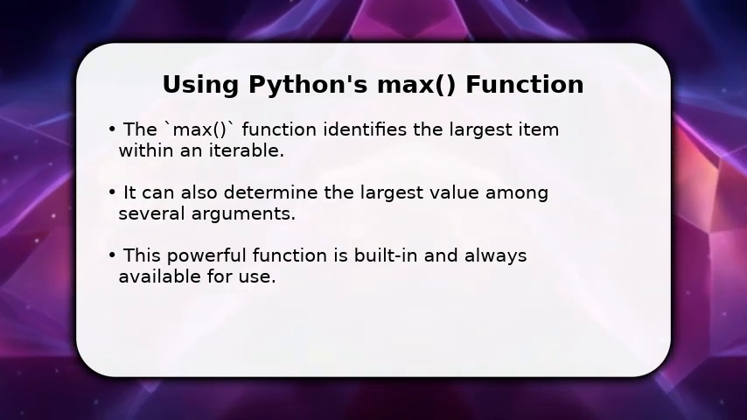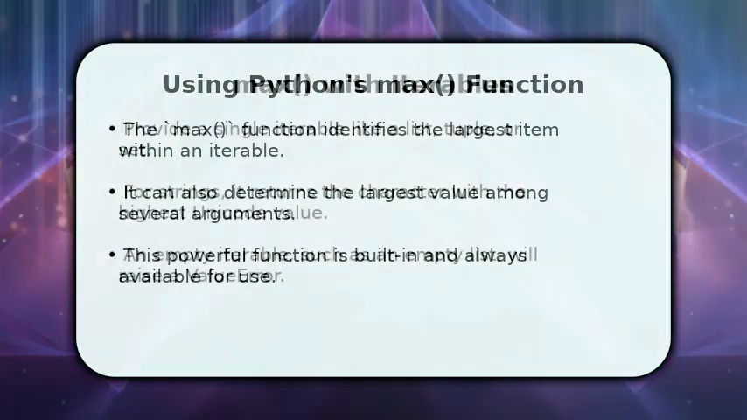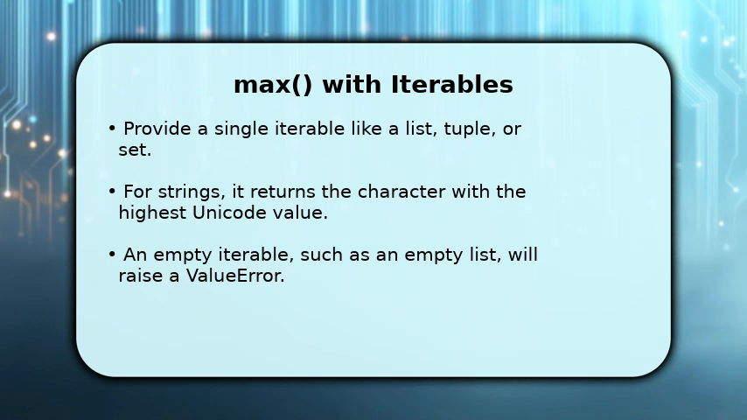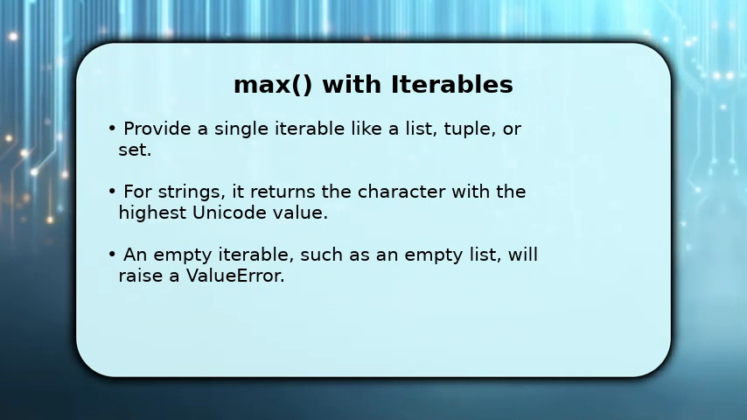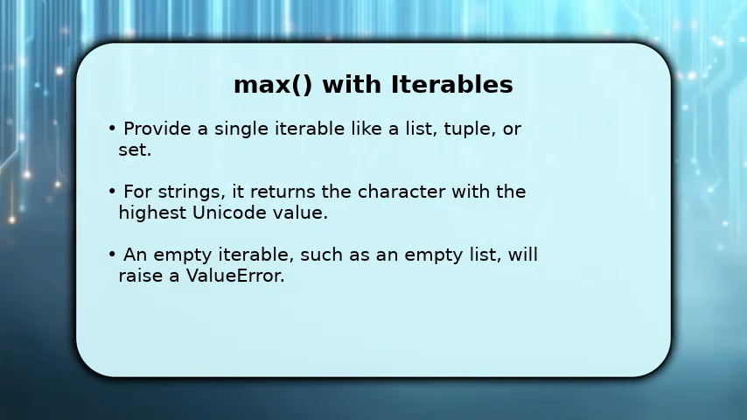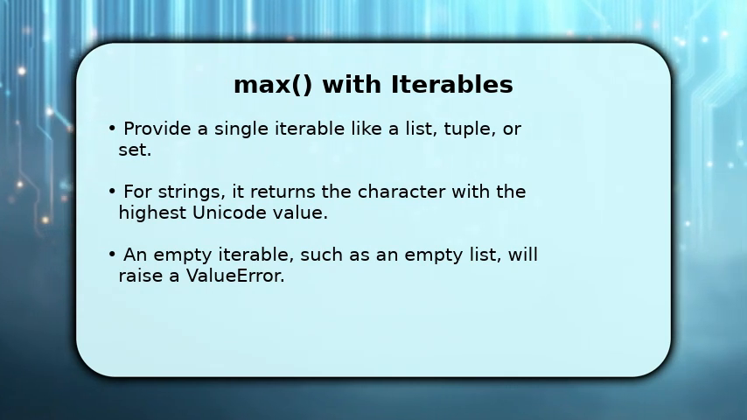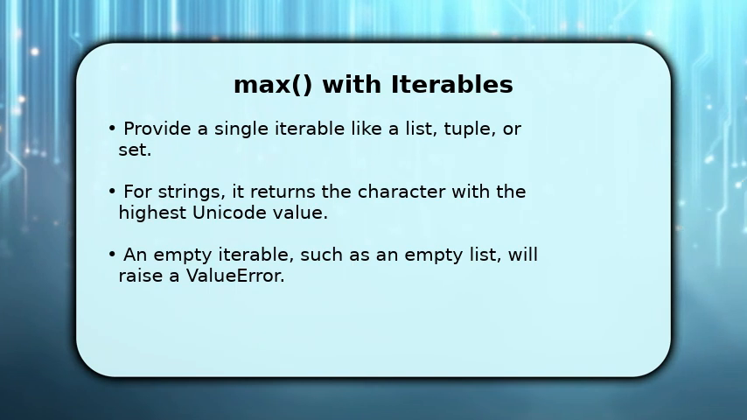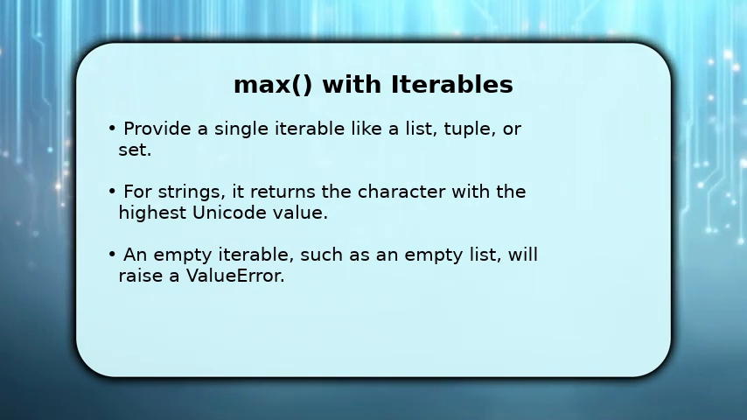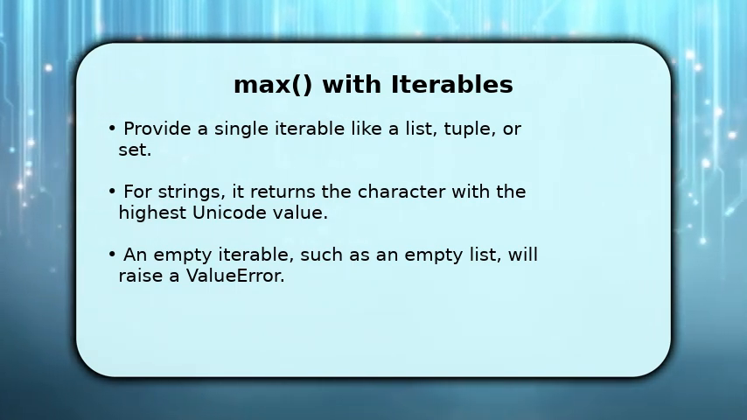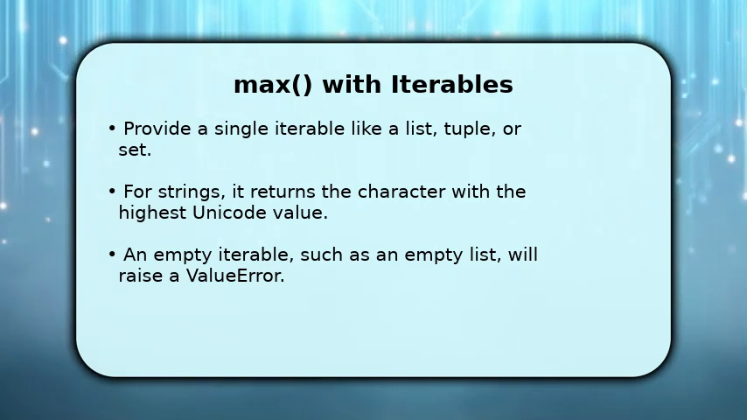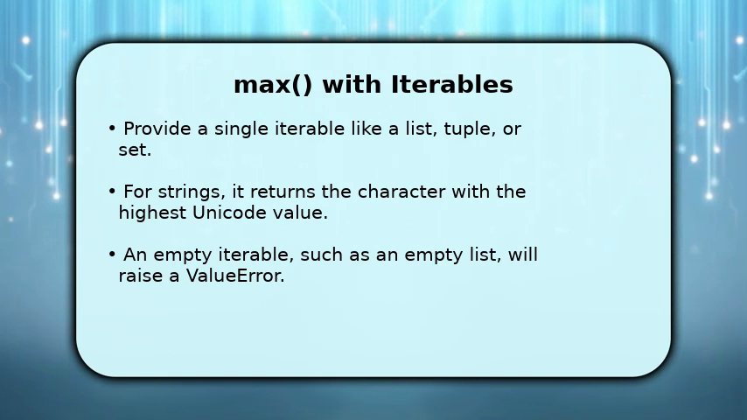Let's dive into its practical applications. When using max with an iterable, you pass a single collection of items. For example, with a list of numbers like 10, 20, 5, max will return 20. If you pass a string, it compares characters based on their Unicode values. Remember, passing an empty iterable, like an empty list or tuple, will result in a ValueError, so always ensure your iterable contains at least one item.